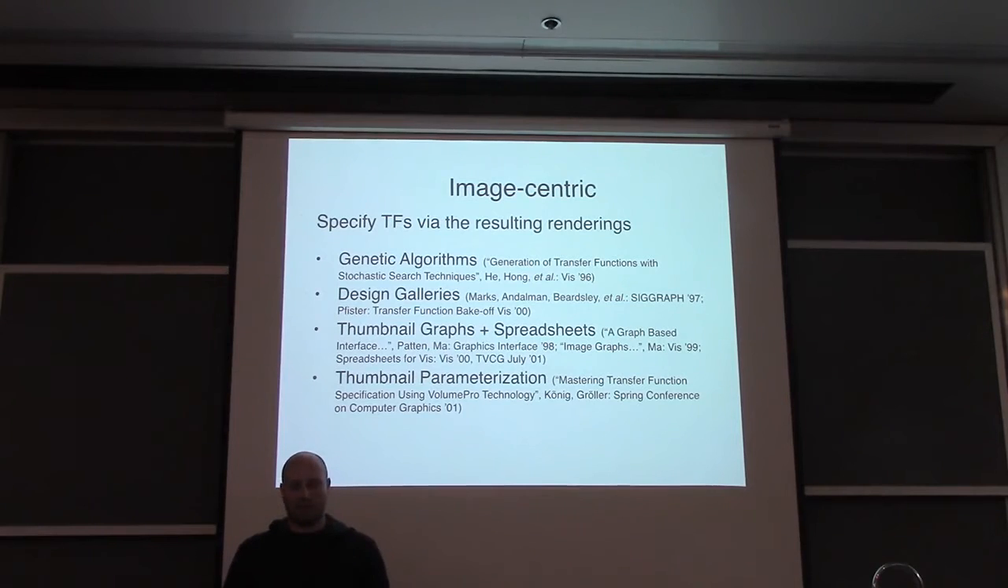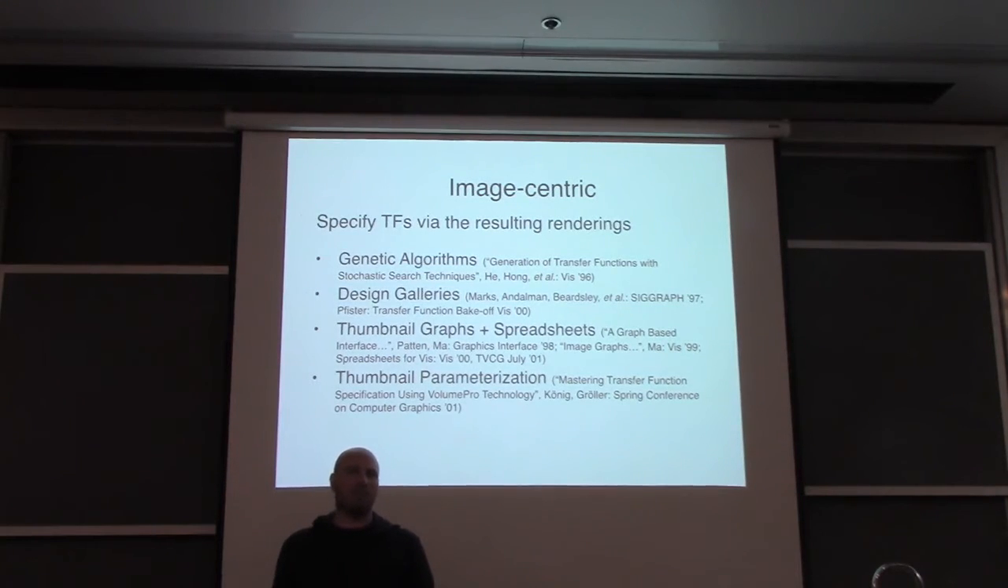So the sort of image-centric way of designing transfer functions, there are lots of options here. There's probably a good 2 to 3 decades worth of literature on semi-automatic ways of specifying transfer functions. There was a genetic algorithms paper from Viz 96. There was, actually I'm not familiar with the SIGGRAPH 97 design galleries paper. I should actually go read that.